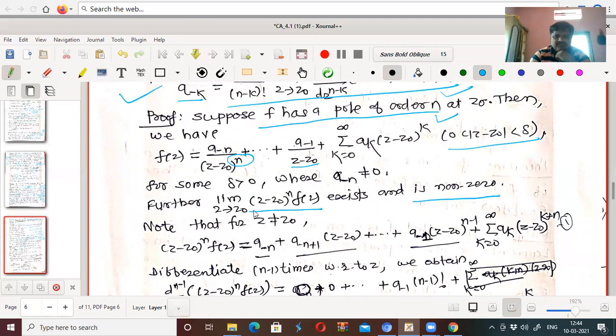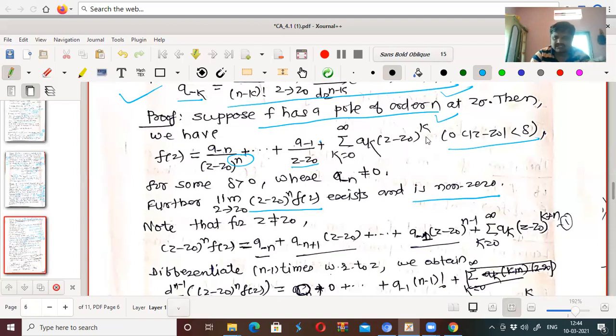What is the limit as z tends to z0 of z minus z0 to the power n times f of z? If I multiply by z minus z0 to the power n, the first term becomes a minus n, the second term becomes a minus n plus 1 into z minus z0, and so on up to a minus 1 into z minus z0 to the power n minus 1. These are the positive powers, of power 1, 2, up to n minus 1.